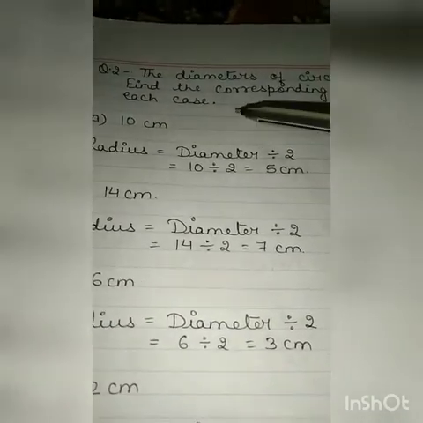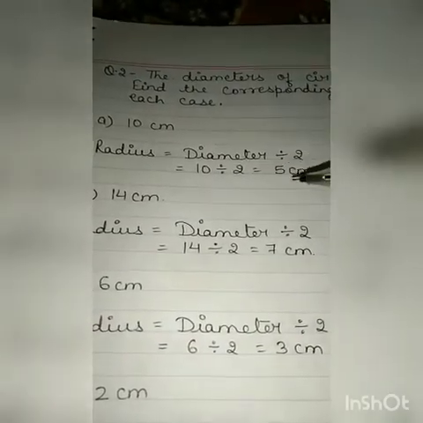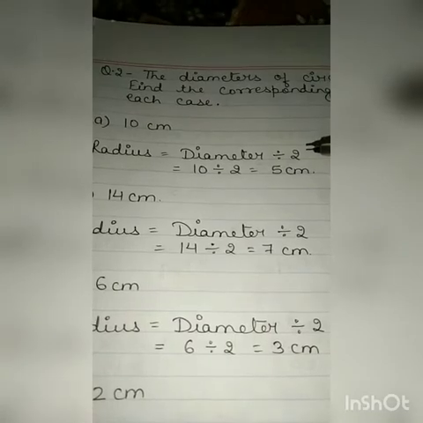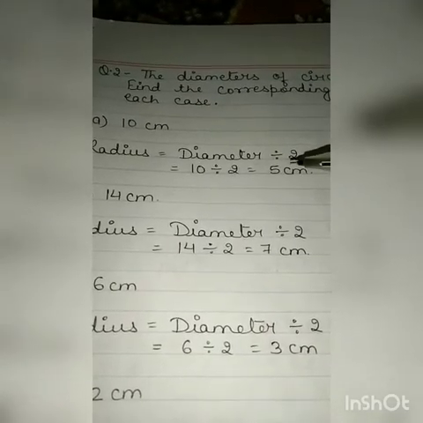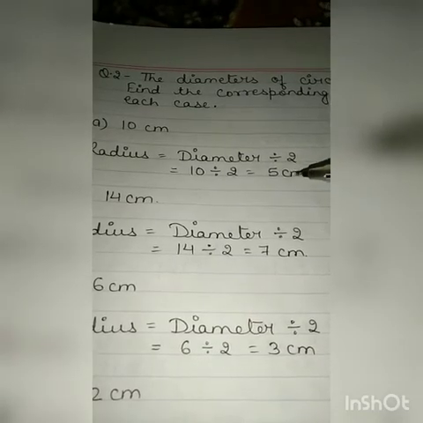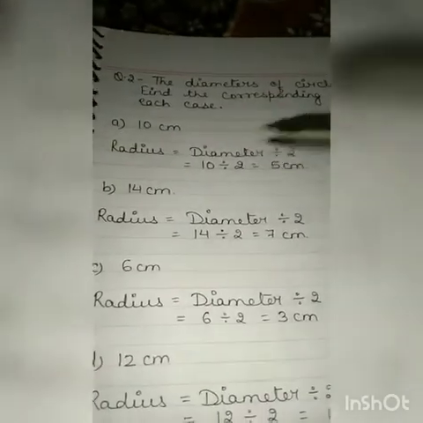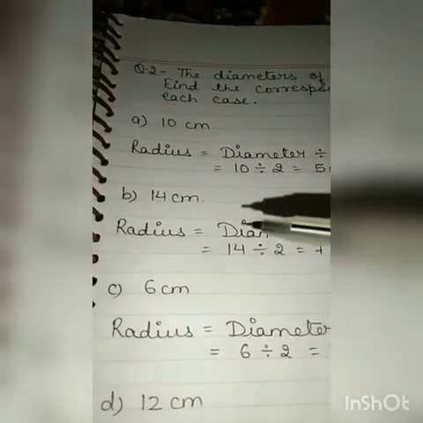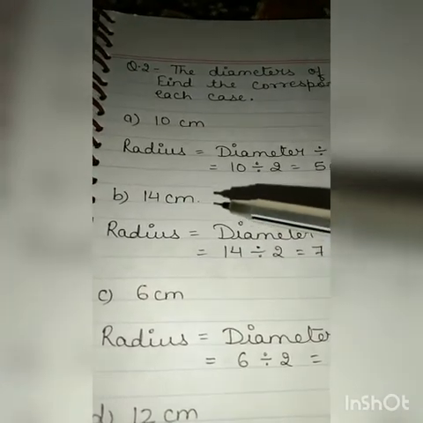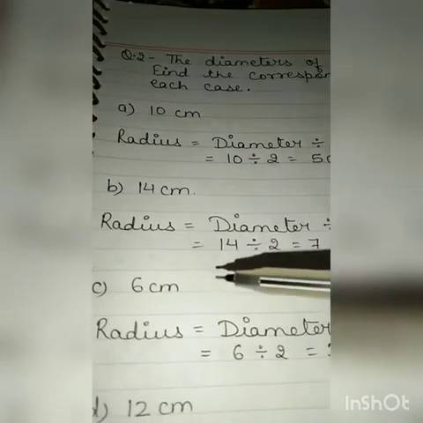It means if the diameter of the circle is 10 centimeter, then the radius of it will be just half of 10, it means 5 centimeter. Okay, so the first answer is 5 centimeter. Now the second question is 14 centimeter. So 14 centimeter is again the diameter and you have to find out the radius.